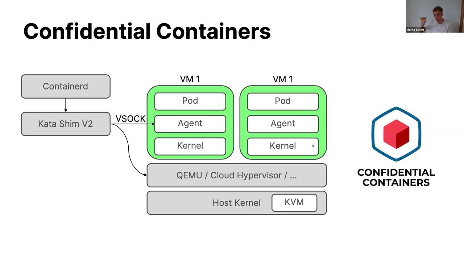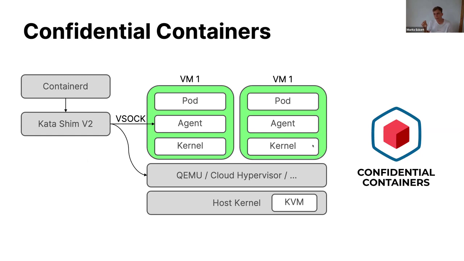If your Kubernetes node is a bare metal machine, you have a host operating system. It has a KVM and some user space code to it. You can just create a VM inside this bare metal machine. Easy. If you're running inside the cloud and you don't have a bare metal machine, then you have two options.